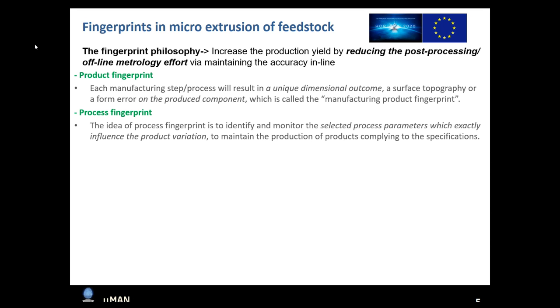The product fingerprint is based on the idea that each manufacturing step or process will result in a unique dimensional outcome, surface topology, or form error on the produced component, which is called the manufacturing product fingerprint. And by controlling the product fingerprint and maintaining it within the required limit, the product quality can be maintained.